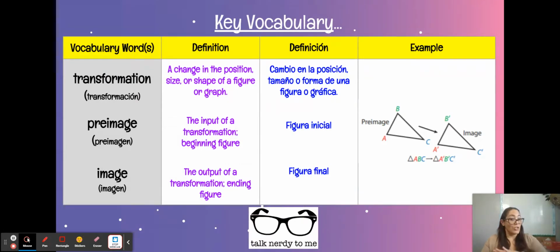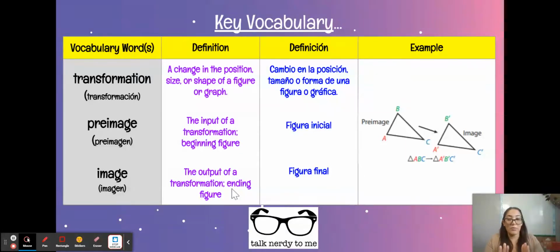All right, so some key vocabulary before we move on. The first is transformation. Okay, you should be annoyed with that by now. This is just a change in position, the size or shape of a figure on a graph. Basically just a change. When we have the before image, we're going to refer to that as the pre-image. That's pretty self-explanatory. And then there's the image. This is the ending figure.